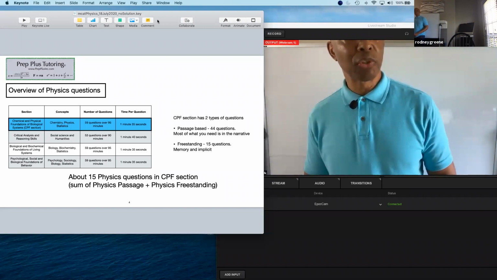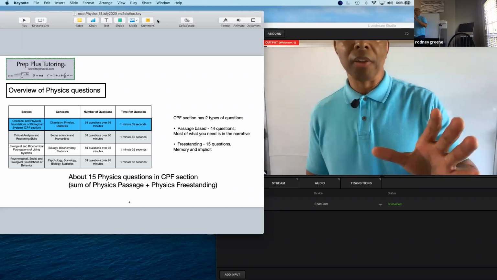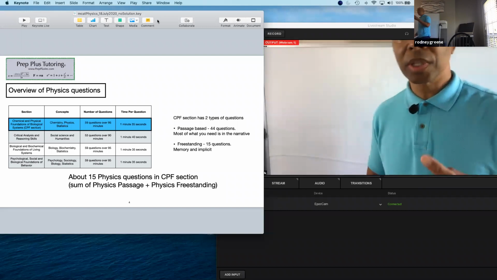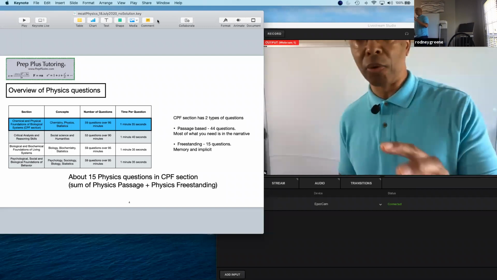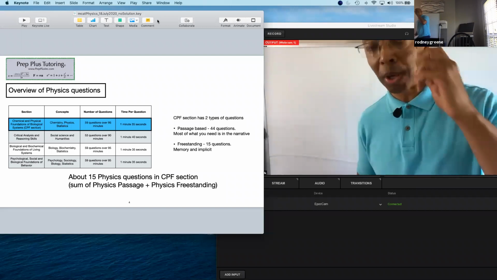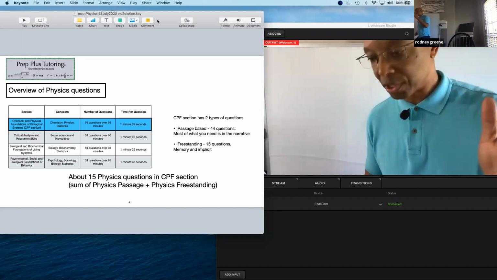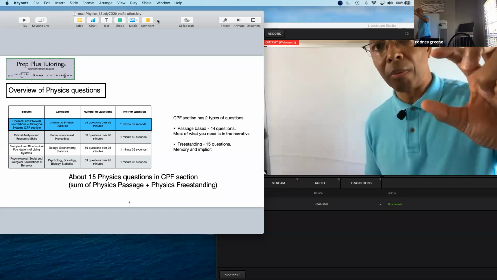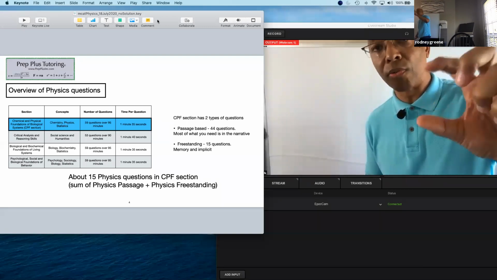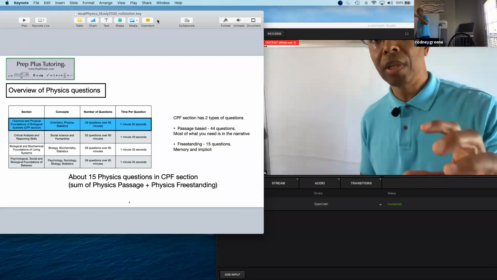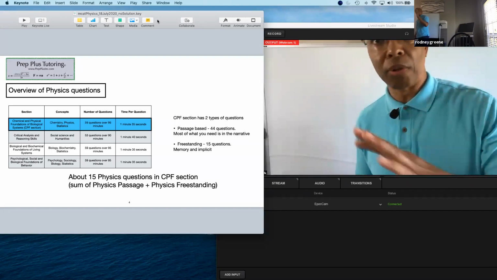Of those 15 questions, there are two types: passage-based questions and standalone questions. A standalone question is your typical question that you probably saw in your physics class as an undergrad. It's a statement with one, two, three, or four sentences, and then you have four or five multiple choices, and then you're done. You go to the next question.